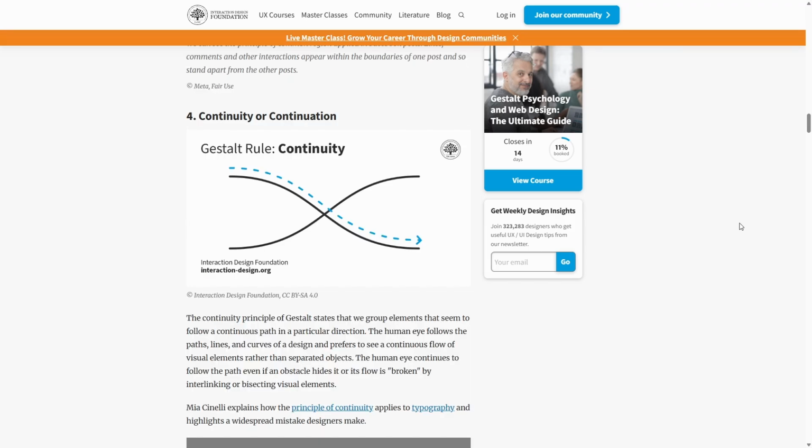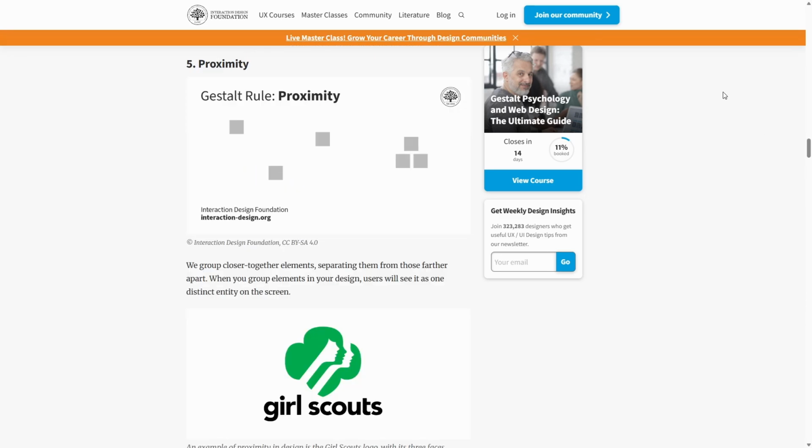The continuity or continuation principle says that our brain will follow some lines or some curves. So even if this is not connected, we will see these as an arrow. Then we have the proximity, that is, we read things that are close together as a group. So for example, we have these 3 squares and these other 3. We will read this as kind of related to each other, while this is not related at all.